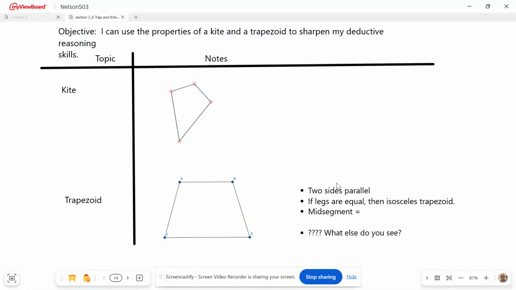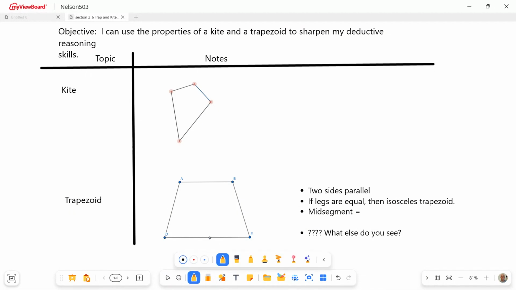Okay, this is section 2.6, our last section. Would you consider taking some solid notes right here? So 2.6 is what we're talking about. All right, so you're setting up your notes just like this. We're going to talk about a kite, and we're going to talk about a trapezoid.